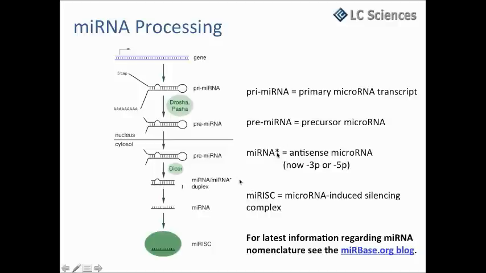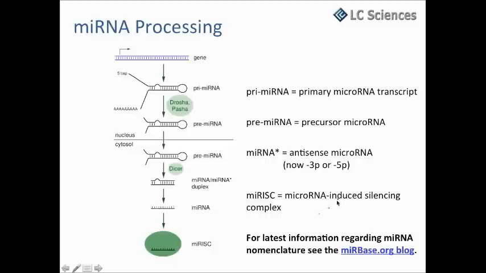This asterisk nomenclature has been retired recently with miRBase version 18, 19. So nowadays we differentiate these two by adding the ending -3p or -5p to the naming.